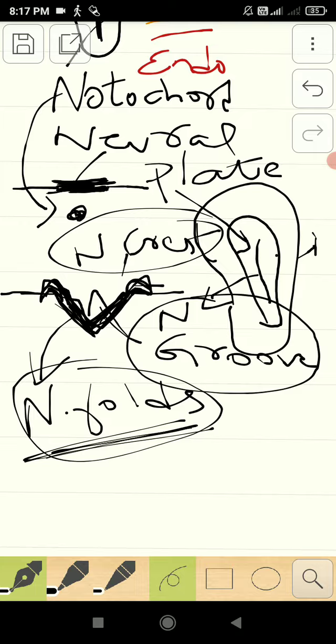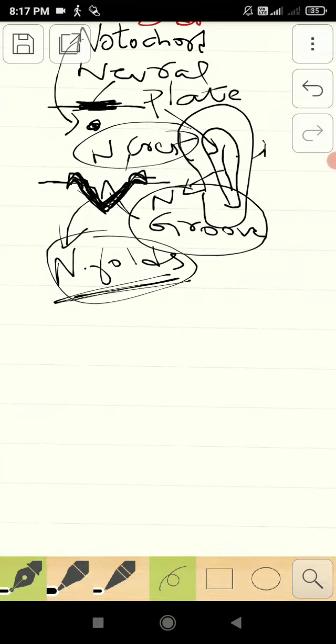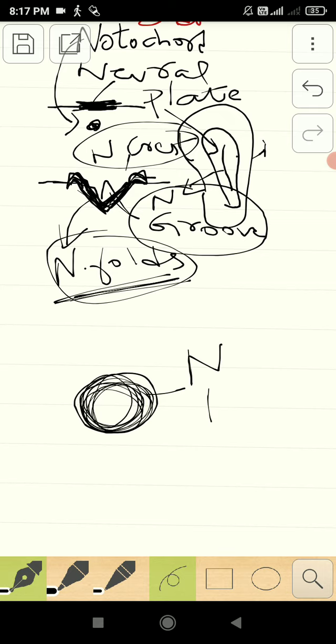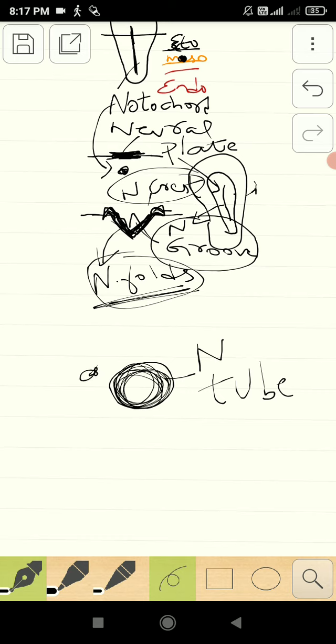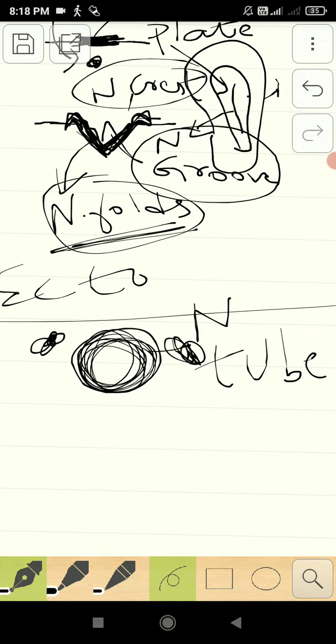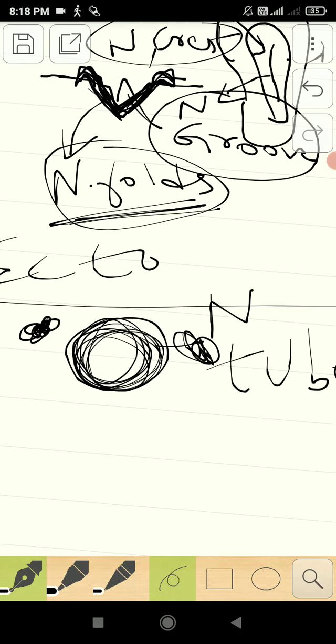In future, at the end of the 4th week, the cells of the neural fold of one side join with the cells of the neural fold of the other side to form a tube. What tube? The neural tube. The neural crest gets detached from the surface ectoderm to form a separate swelling. So this is the surface ectoderm. The neural crest cells get detached from the surface ectoderm to form the ganglia. So this is the neural crest now.